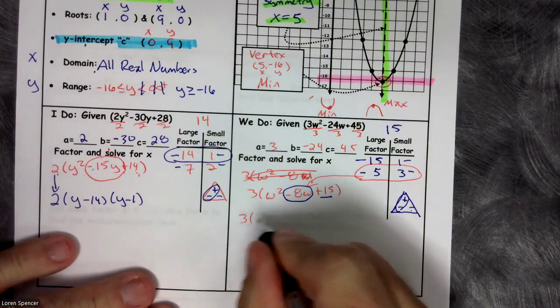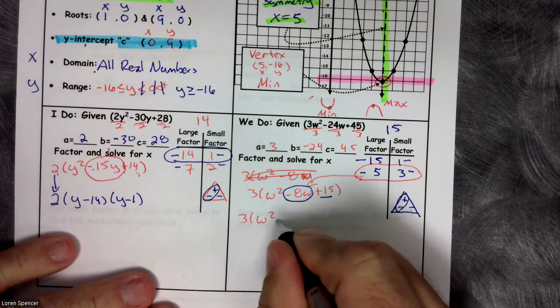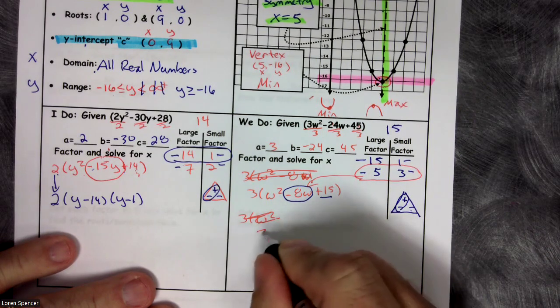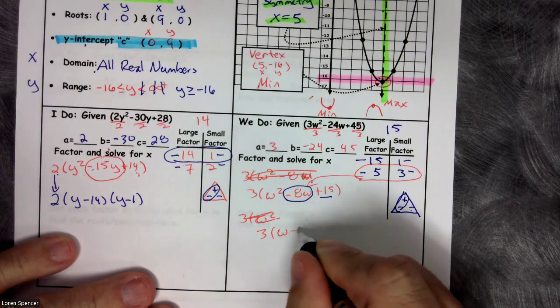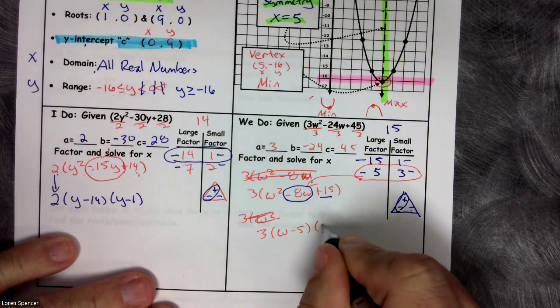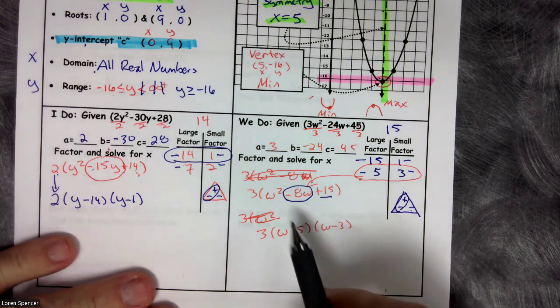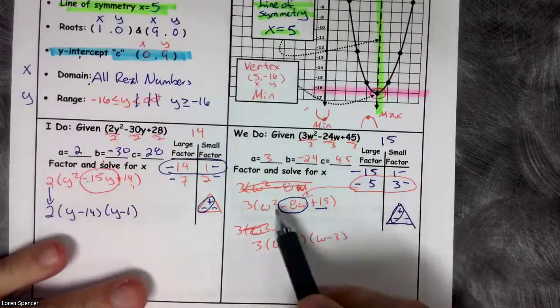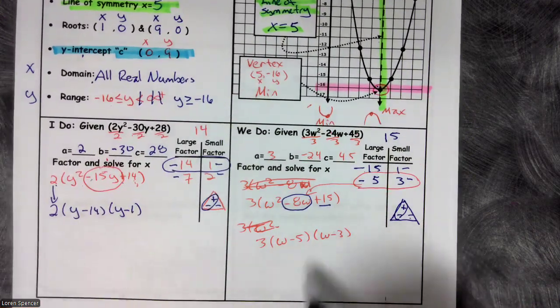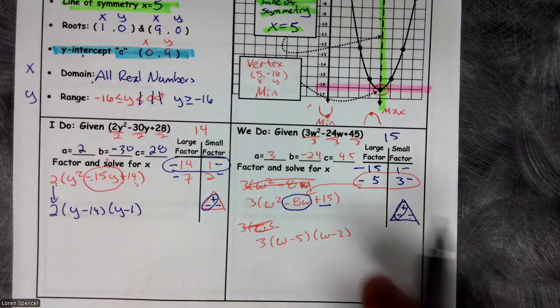So my answer is 3 parentheses w minus 5 times w minus 3. Because now these two sum up to 8, and this will be my final factored form just like that. Okay, that's special cases when we can factor. What we're mainly going to run into are problems like these next four.